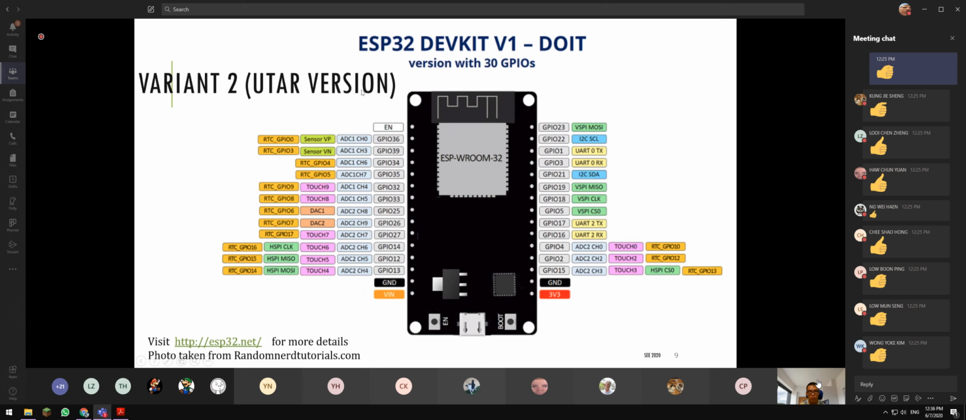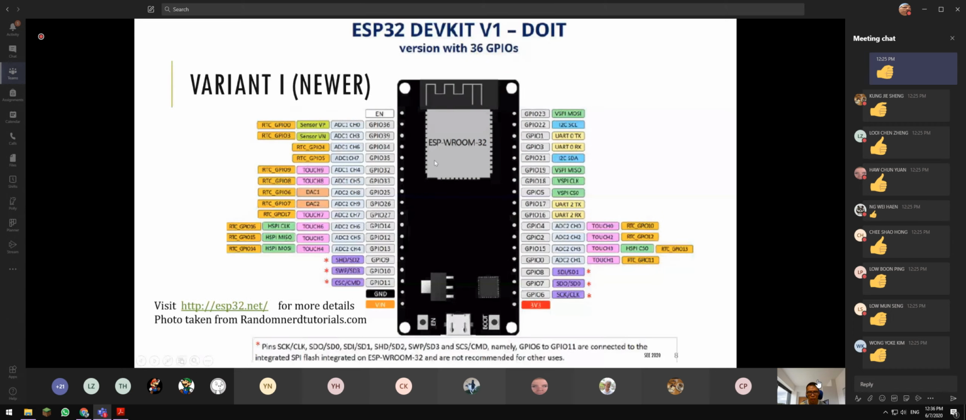No, this one, variant 2, Utah version. We are using this 30 GPIO. They have 30 GPIO input-output bits. I think this is slightly more expensive. If I'm not mistaken, you can visit this ESP32net for more details.